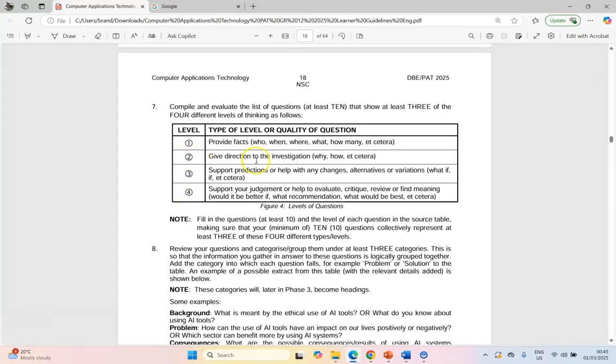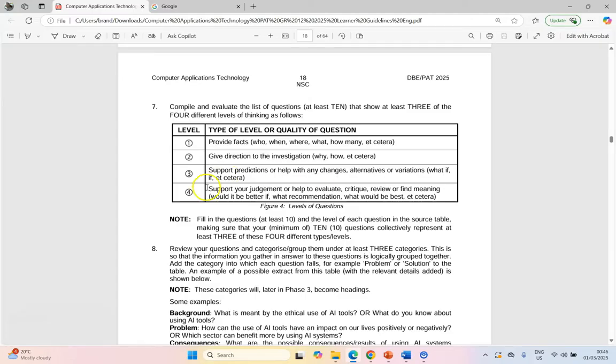Level 2s are ones that give direction to your investigation about how and why certain things are happening. So why are people using AI unethically? Things like that, asking the hows and the whys. And then 3s and 4s are very similar categories. Level 3 is about supporting predictions, alternatives, or variations. What if this happens? So in the future, we may see this happen with regard to unethical use of AI. Anything to do with predictive or alternatives to what could happen.